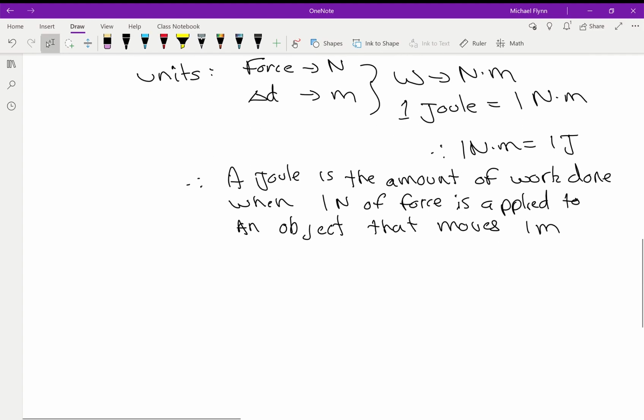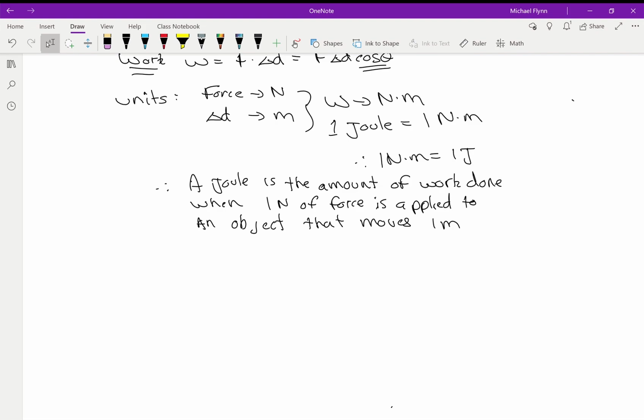Hopefully that makes sense. 1 Newton is about the weight of an apple. If you take the apple and push it 1 meter with 1 Newton of force, you've done 1 joule of work. We use the same units for energy because that's going to cost you 1 joule of energy to do that. So if you had a bowl of cereal this morning with 1,000 joules in it, you've just used 1 of them to pick up that apple, right? And that is the definition of a joule of work.